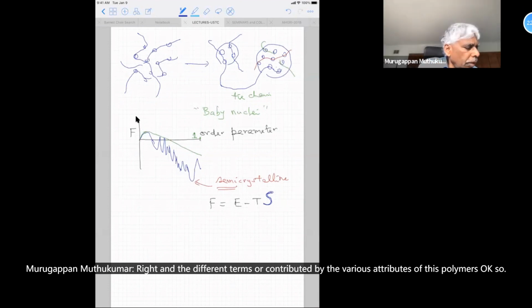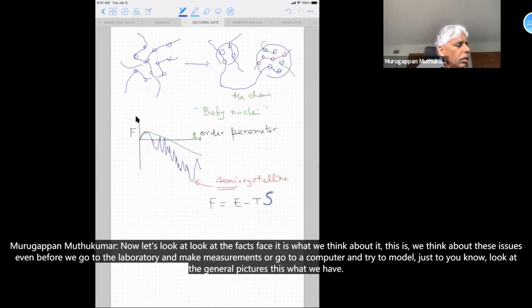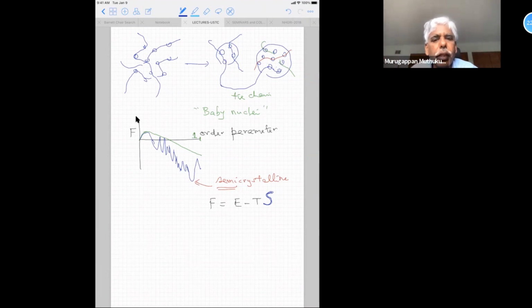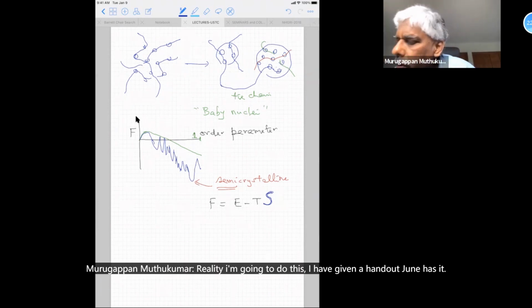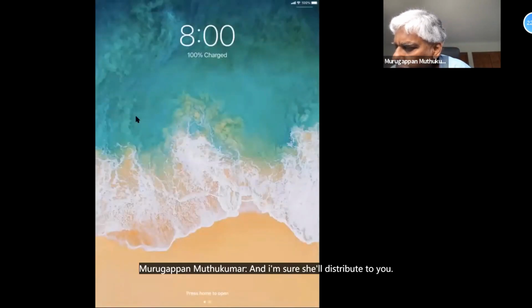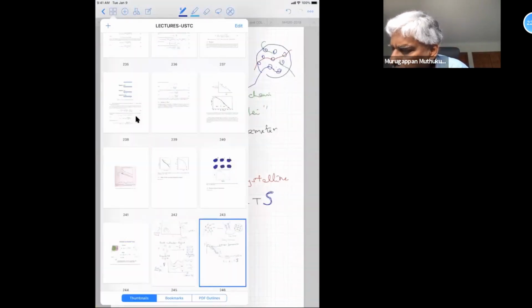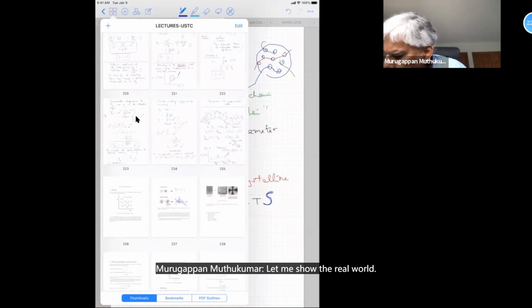Okay. So now let's look at facts. This is what we think about it. We think about these issues even before we go to the laboratory and make measurements, or go to a computer and try to model. Just look at the general pictures. This is what we have. Now let's look at reality. I have given a handout. June Fine has it, and I'm sure she will distribute to you. Let me show the real world.